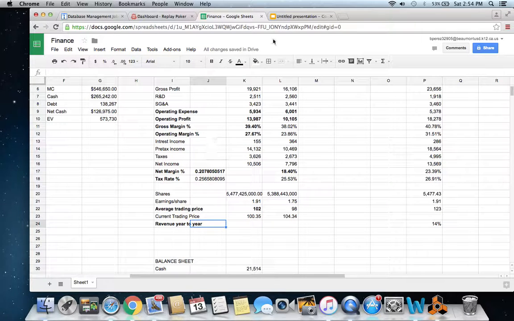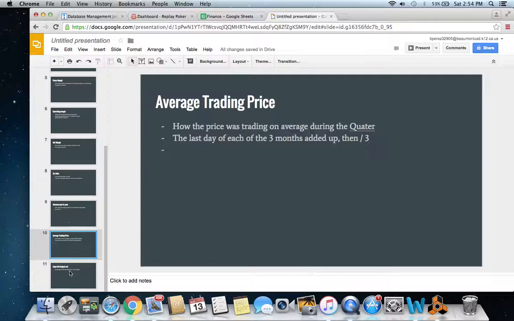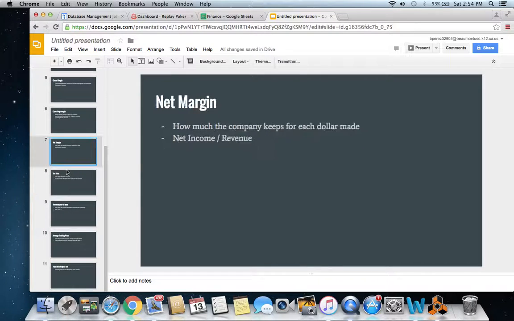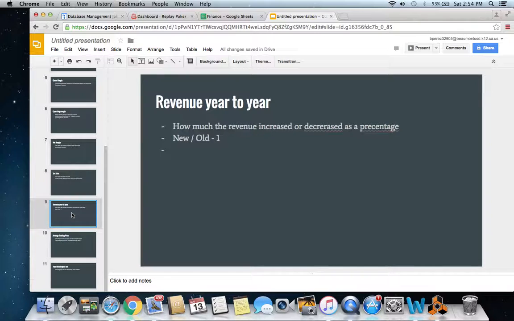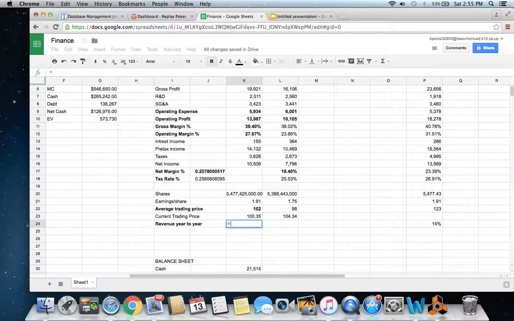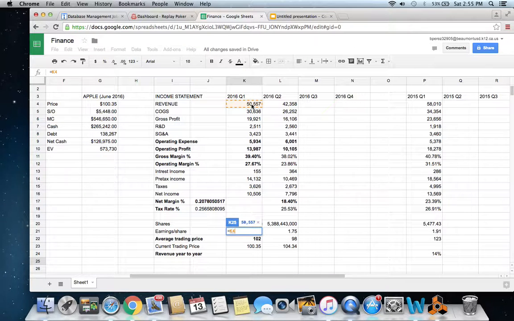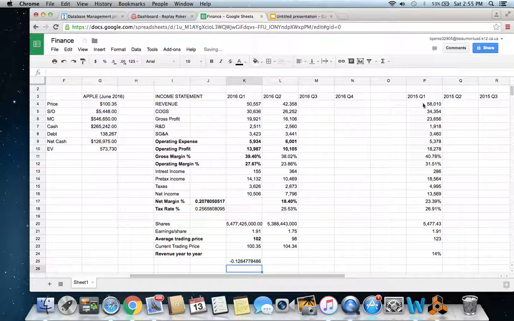Next we have revenue year to year. What is it? It will basically tell you how much revenue increased or decreased as a percentage. So basically the formula is new divided by old minus 1. So let's do this right here. Let's do 2016 Q1 over the old one, 2015 Q1, minus 1. Bam. Apple's revenue decreased about 12.8% in 2016 Q1 compared to 2015 Q1.